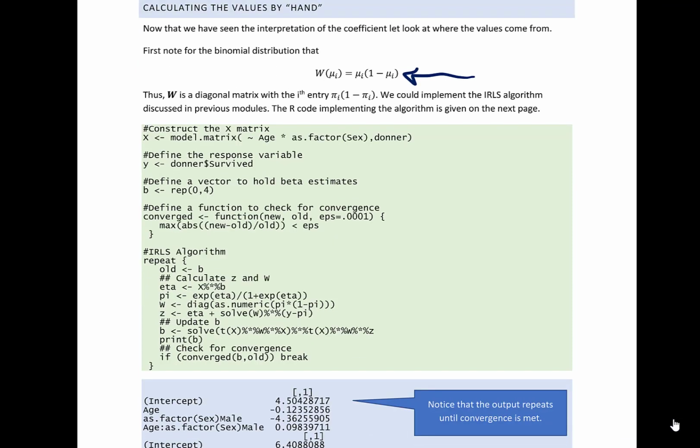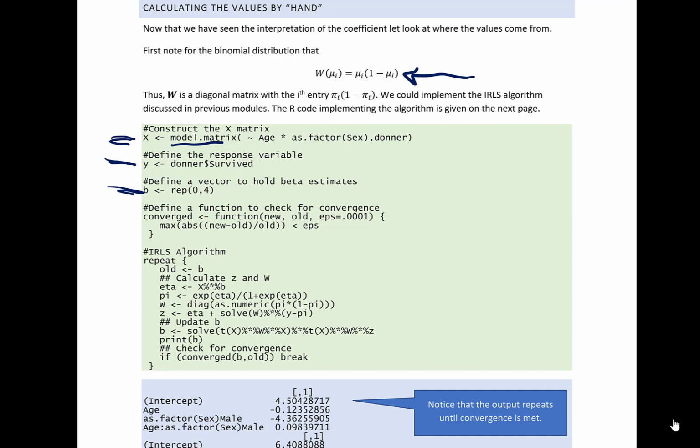So the first thing we're going to do is construct the X matrix. There is a function in R that will do this. It's called model.matrix. So here we're just defining our model matrix, our response variables, and then we need to define a vector to hold our beta estimates. And so here we're going to fit that interaction model. So we have the intercept, the coefficient for age, the coefficient for sex, and then that interaction.